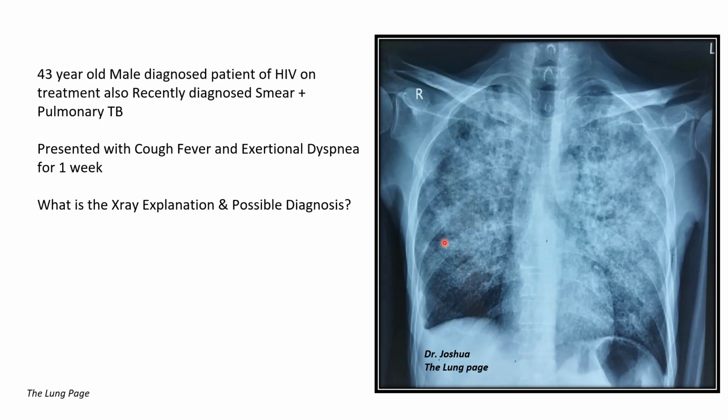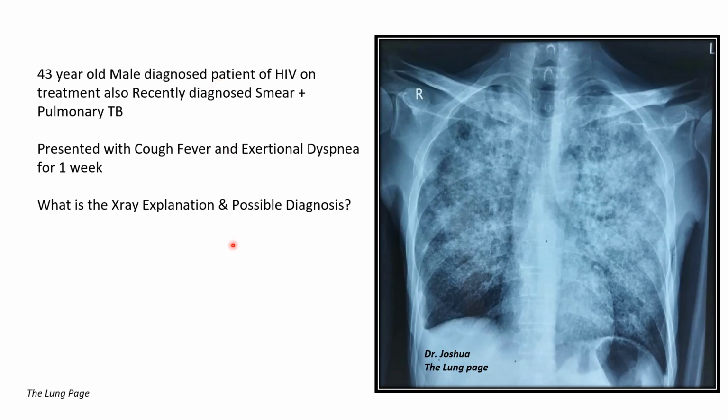Okay, so this is called a bat wing appearance. You can see here, it's like a bat wing. Also, these are patchy inflammatory shadows. So according to this history of exertional dyspnea and cough, the patient has HIV.